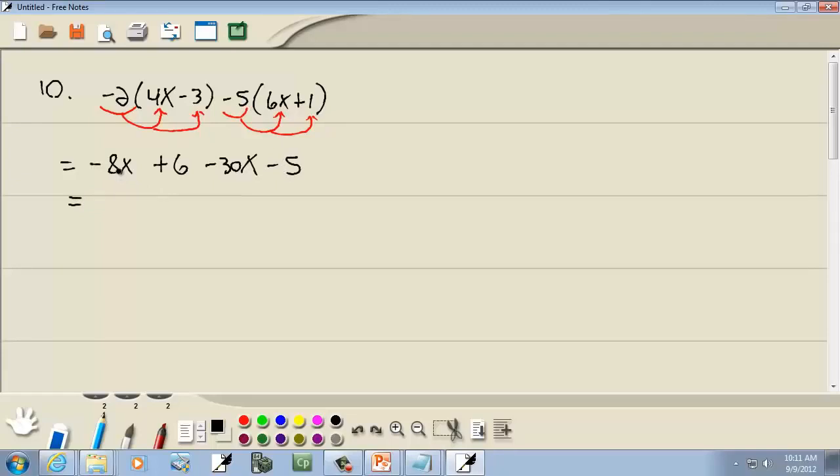Now you don't have to rearrange the terms, but if it helps, go ahead and do that. Put the like terms together. So I've got negative 8x and negative 30x. And I've got 6 and negative 5. Well, Aunt Sally. Addition, subtraction. Again, combine together like terms. Negative 8x, negative 30x is negative 38x. 6 minus 5 gives us 1. So that's our answer.